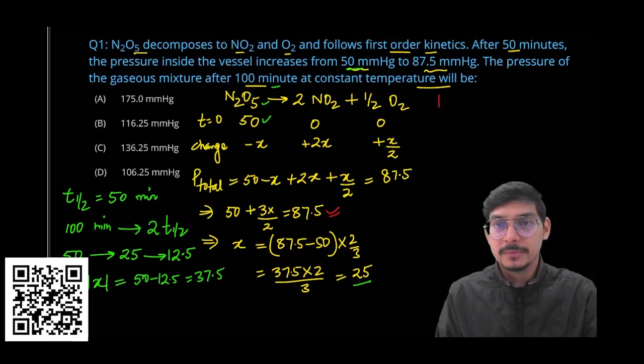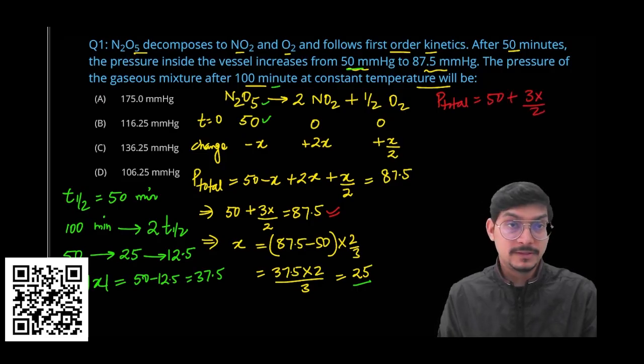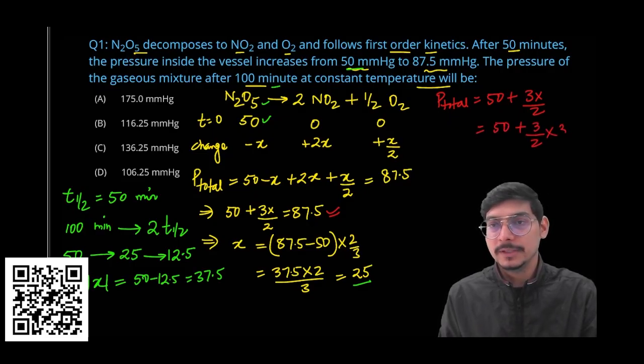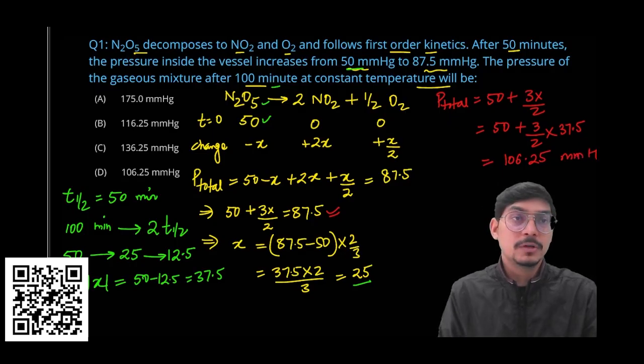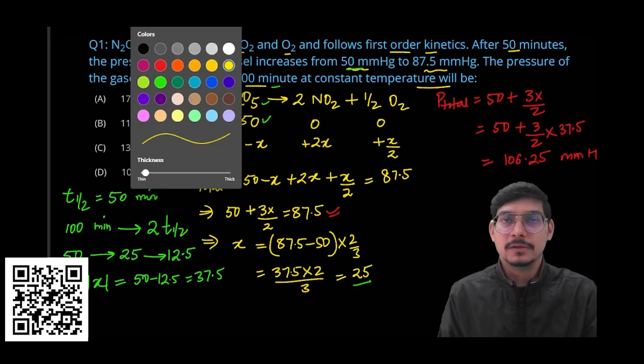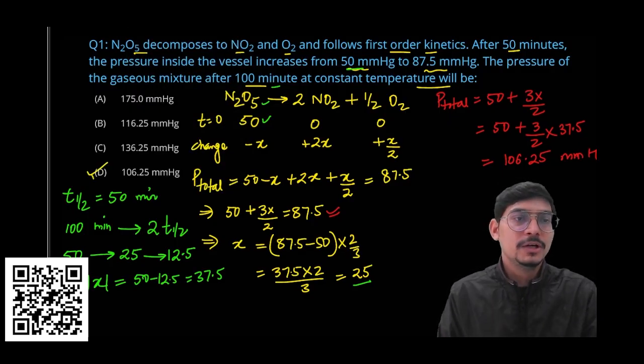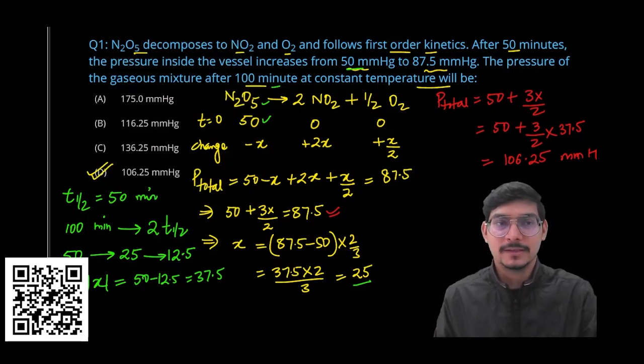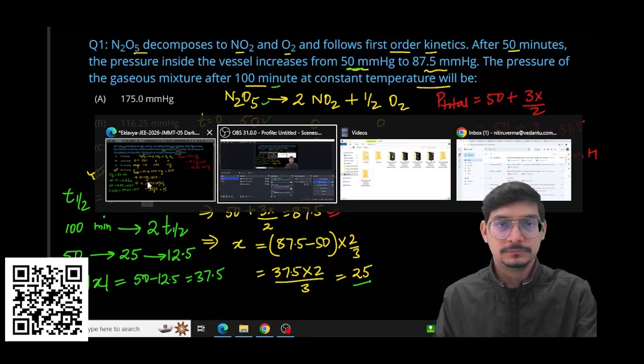So after 100 minutes, the total pressure is 50 plus 3x by 2, but this time x is 37.5. So this would be 50 plus 3 by 2 multiplied by 37.5, and this upon solving comes out to be 106.25 millimeter of mercury. So the total pressure of the system after 100 minutes is 106.25 mmHg. So option D is the correct answer. Thank you.